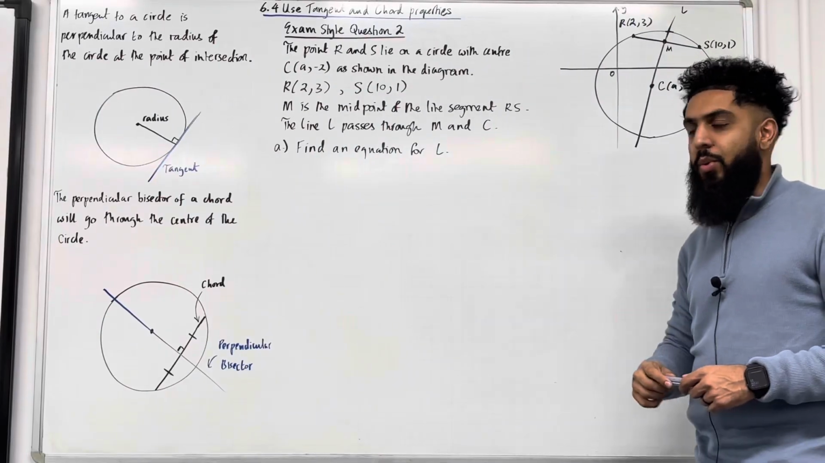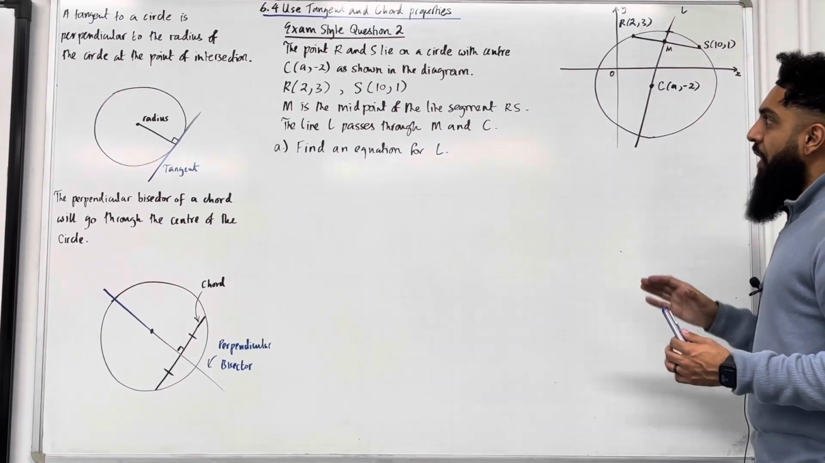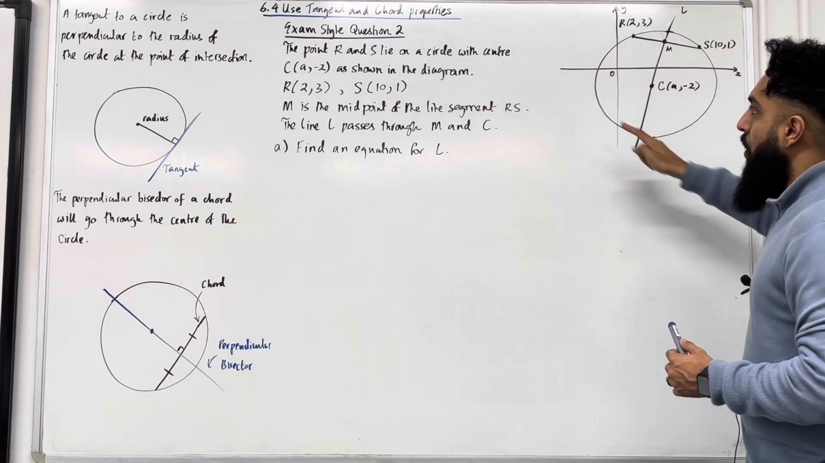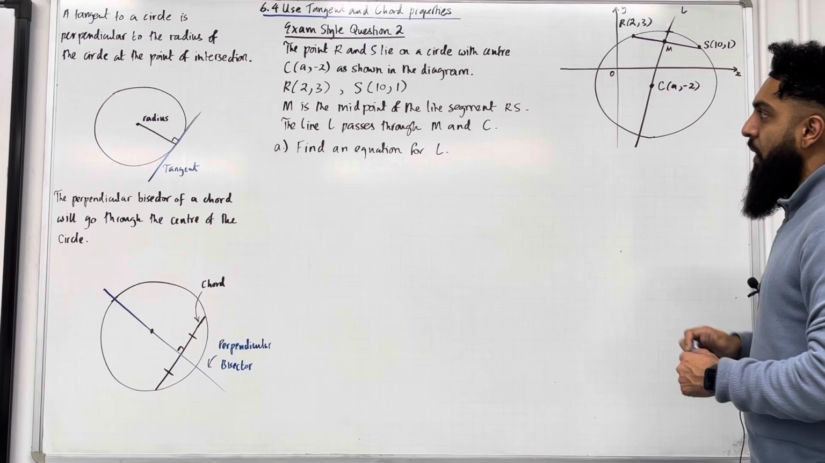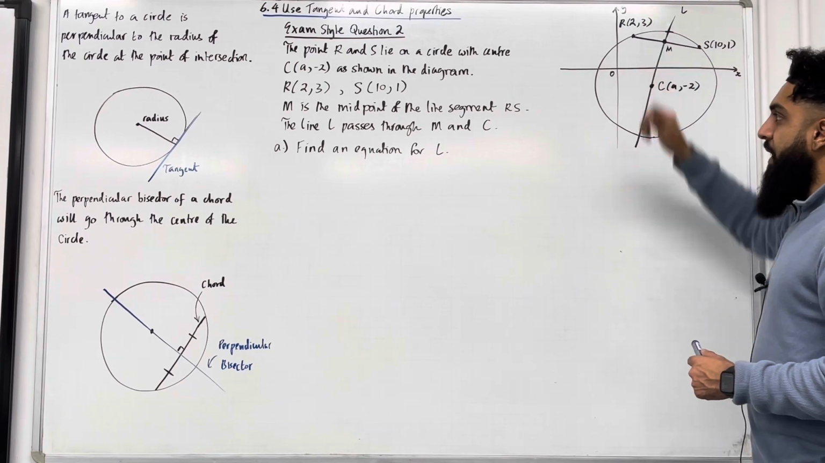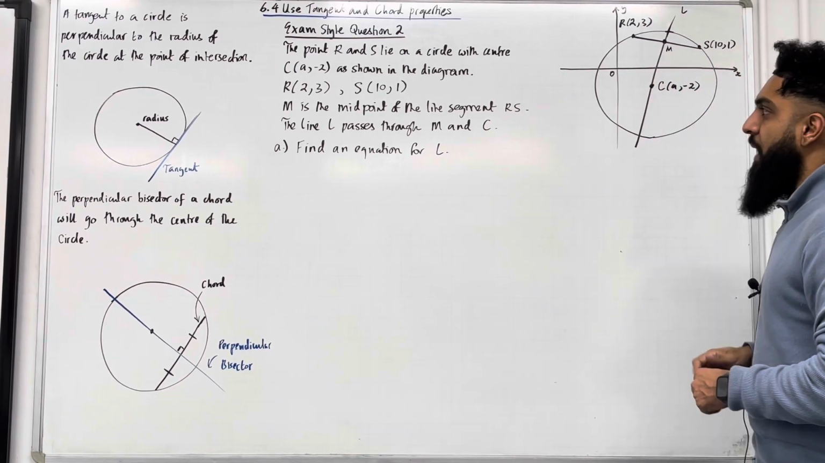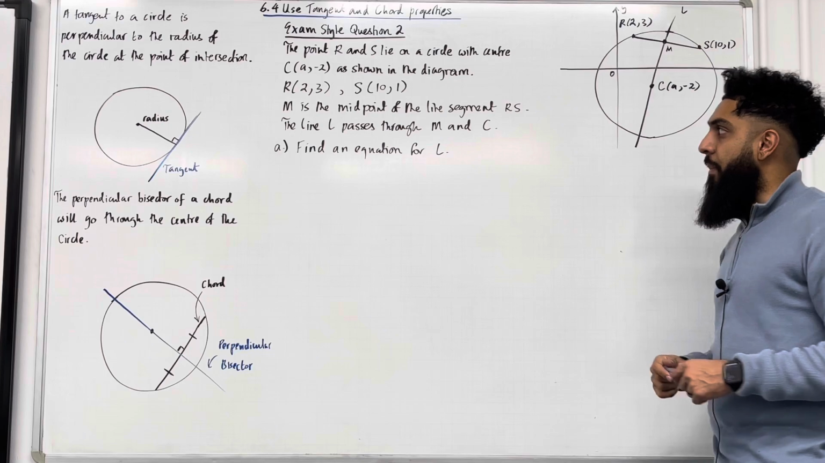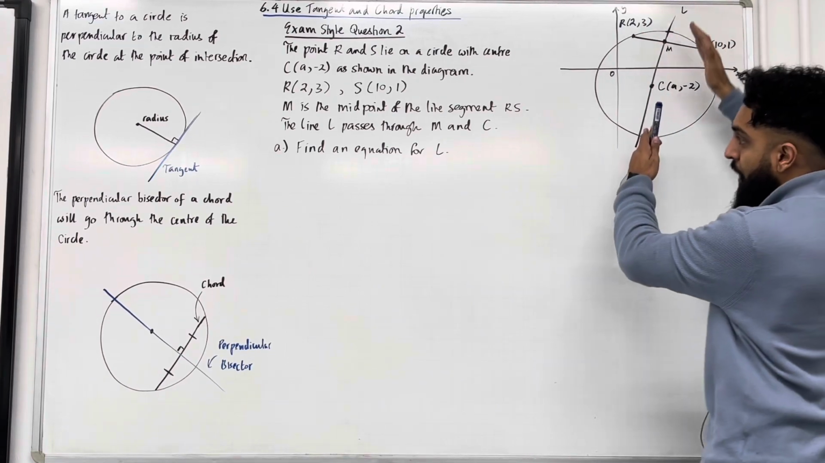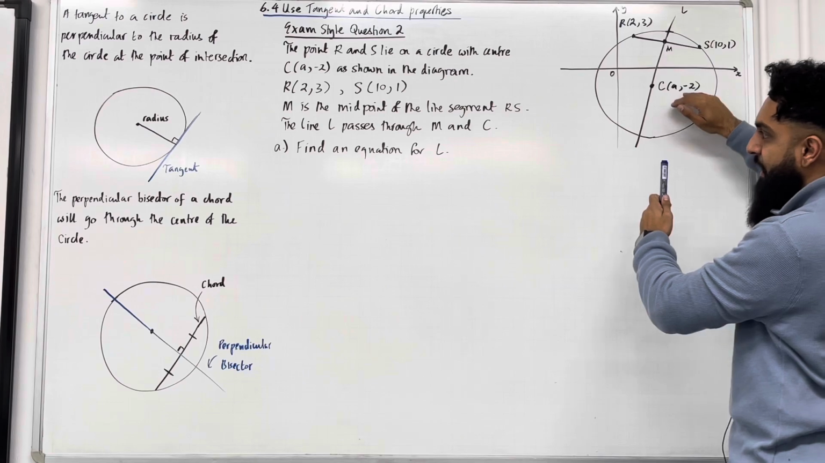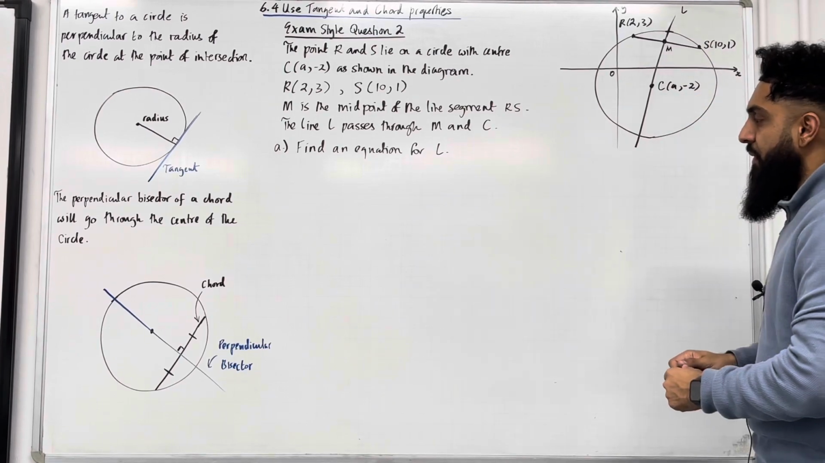Here is exam style question 2. The points R and S lie on a circle with center C with coordinate (a, minus 2) as shown in the diagram. The coordinate of R is 2, 3 and the coordinate of S is 10, 1. M is the midpoint of the line segment RS. The line L passes through M and C. Part A, find an equation for L.